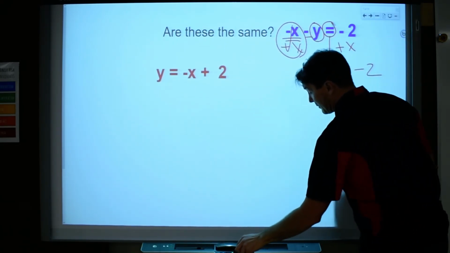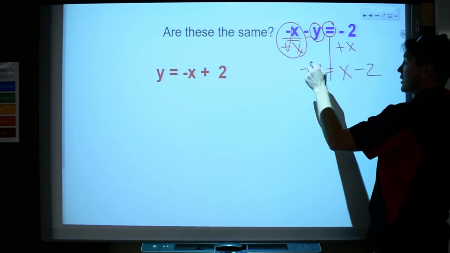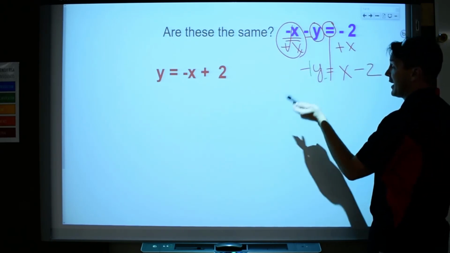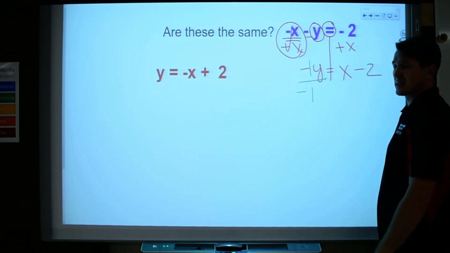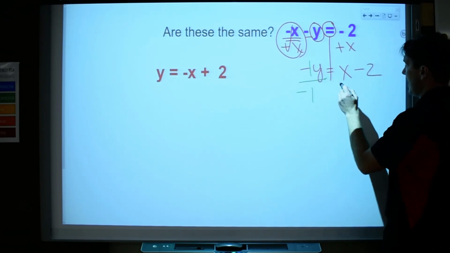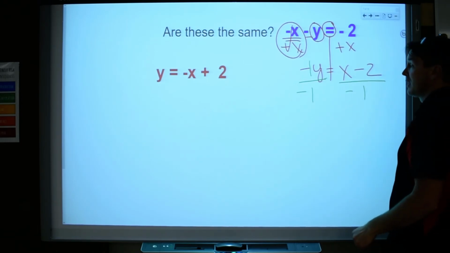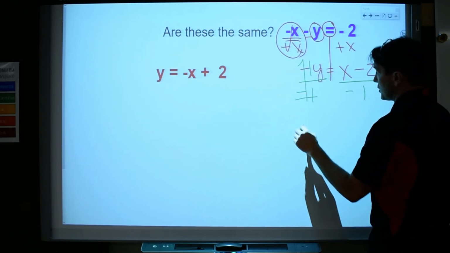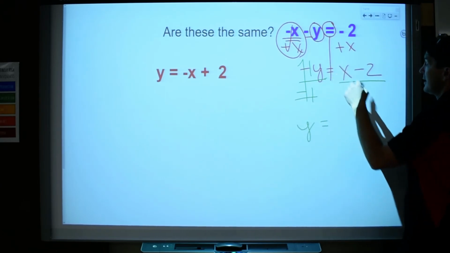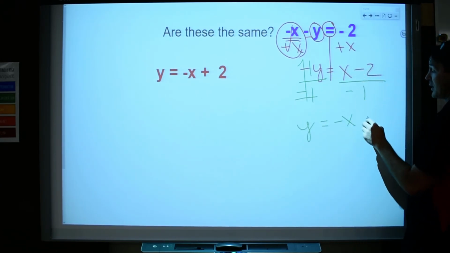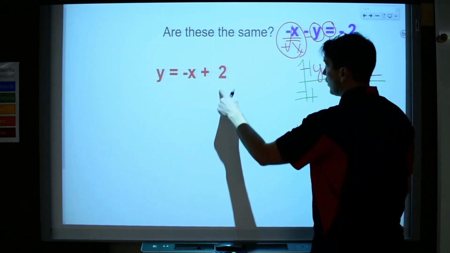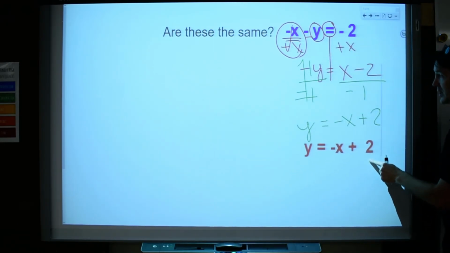To get rid of that, I have to do something called dividing or multiplying by -1. A lot of times we'll say divide by -1 on both sides. This cancels out to 1, and I get y equals... x divided by -1 is -x, and -2 divided by -1 is +2. And lo and behold, these are the same equation.